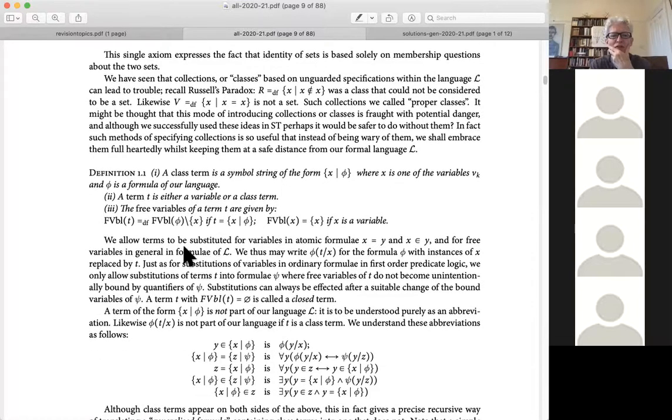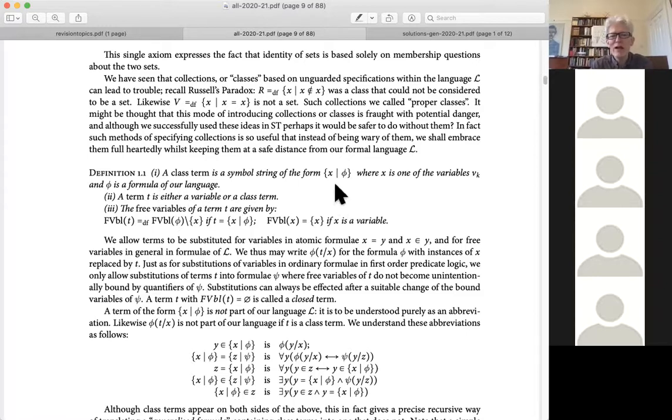So here's the official definition of terms, and it's clean or neat to actually classify just variables, v0, v1, v2. We call those terms. And although I often slip, a term t can be either a variable or one of these class terms. Right? And we say here a class term is a symbol string like this. And x is sort of like a meta variable.